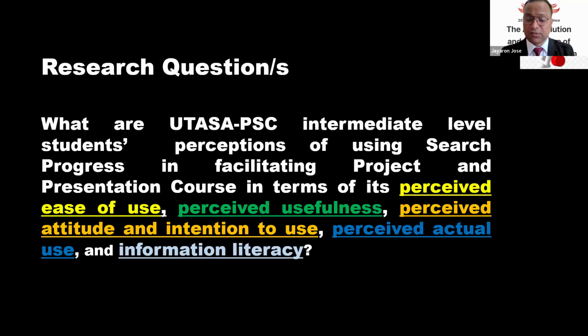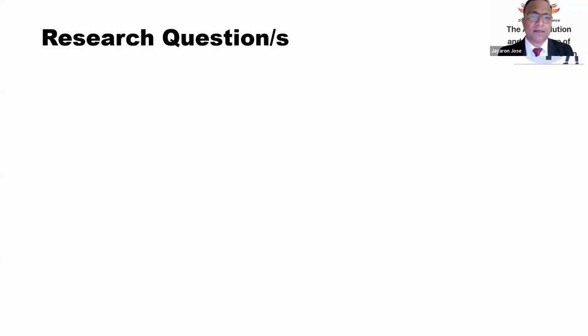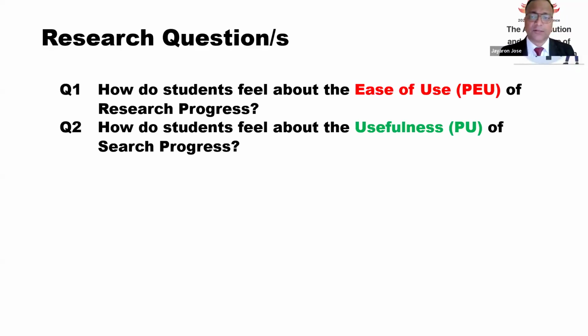So the main research question was formed this way. What are UTAS preparatory studies intermediate level students' perceptions of using Search Progress in facilitating the project and presentation course in terms of perceived ease of use, perceived usefulness, perceived attitude, intention to use, perceived actual use, and information literacy? Many sub-questions were formed in order to smoothen the research and to be specific.